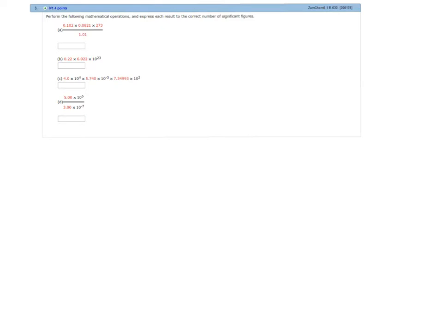So in problem A, the first number, 0.102, has 3 significant figures. 0.0821, 3 significant figures as well. The 0 that's after the decimal is a placeholder 0. 273 has 3 significant figures. 1.01 has also 3 significant figures. So in that first problem, all of the numbers have the same number of significant figures, so your answer can be to that number of significant figures, which would be 3 of them.